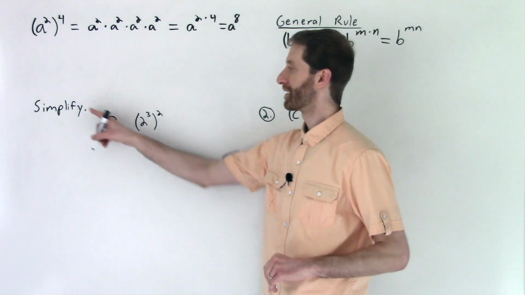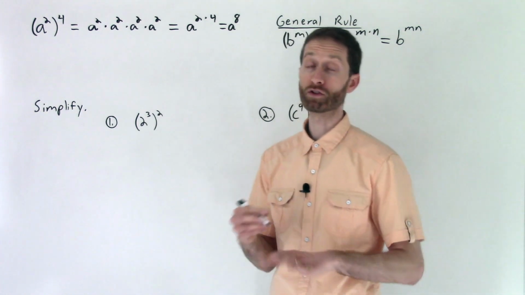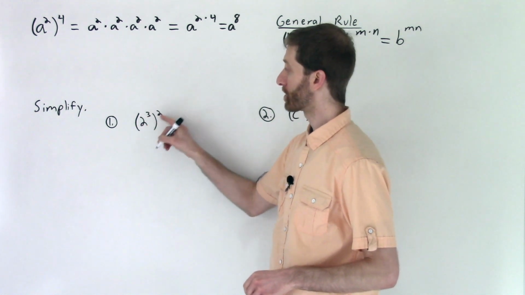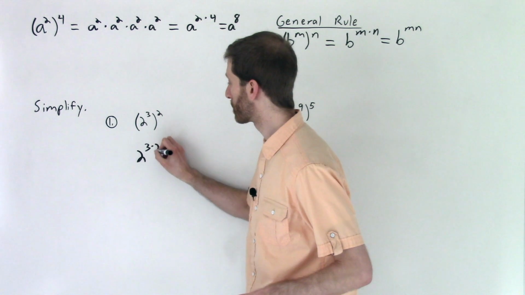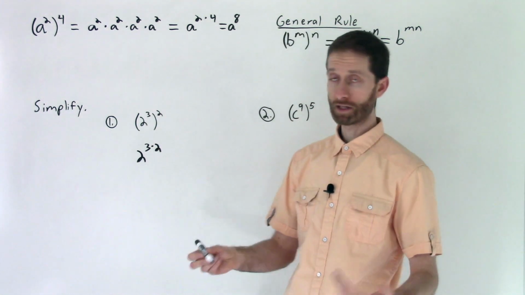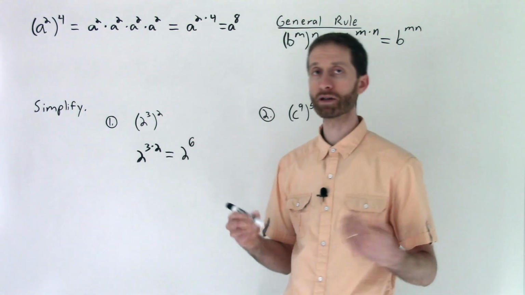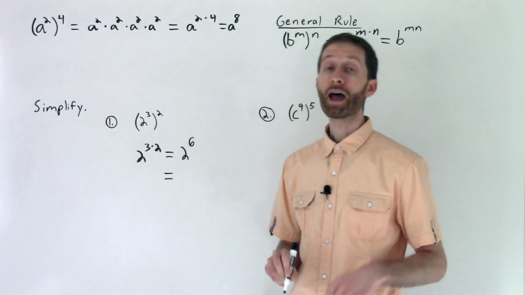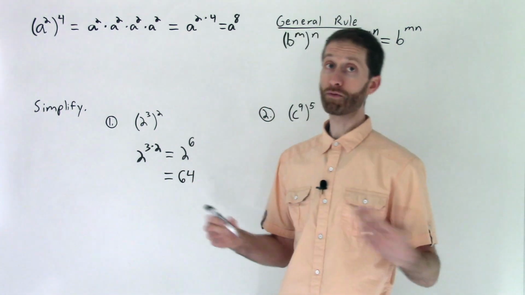So we've got simplify. Those are our instructions. So this is 2 cubed squared. You can certainly expand it out like we did here, or we recognize that we're raising a power to that exponent, so we're going to keep the base and we will multiply those exponents. 3 times 2 is going to be 6, so we get 2 to the 6th power, which is how many times 2 is being multiplied by itself. Your teacher might want you to go a little further and actually do 2 to the 6th, which is 64.